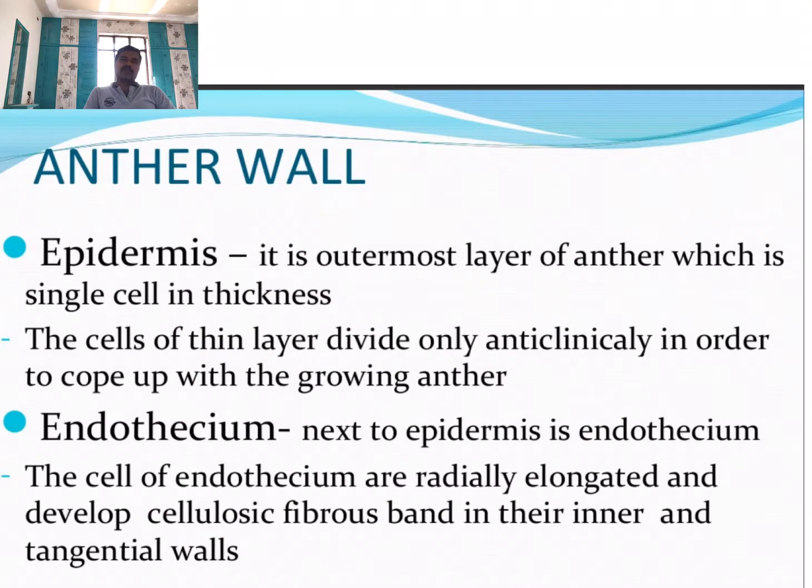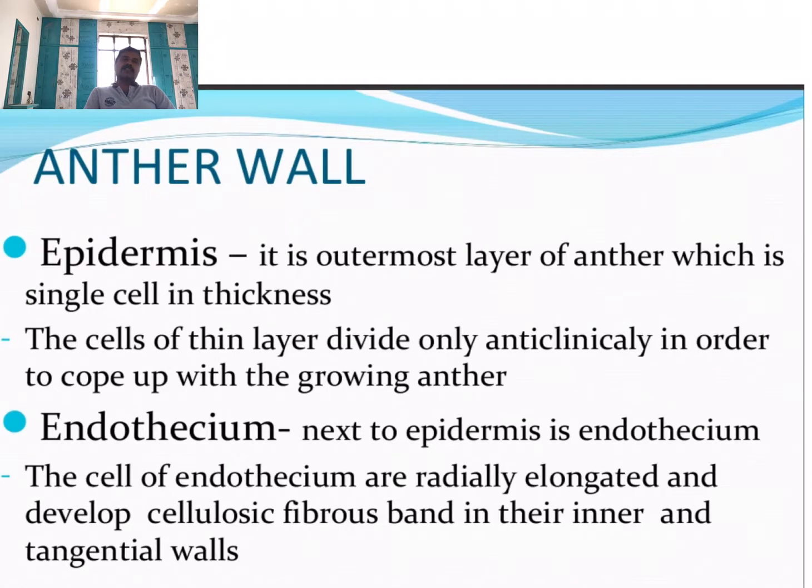The epidermis is the outermost layer of the anther, which is single cell in thickness. The cells of this thin layer divide only anticlinally in order to cope up with the growing anther. On the inner side of the epidermis, another layer is present. This layer is called the endothecium, next to the epidermis.